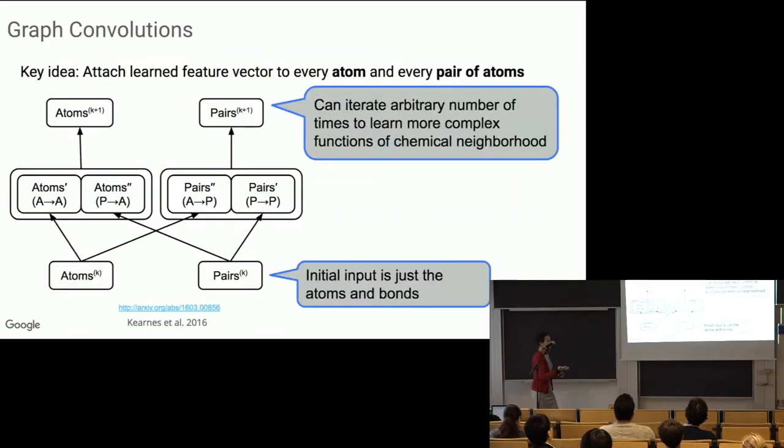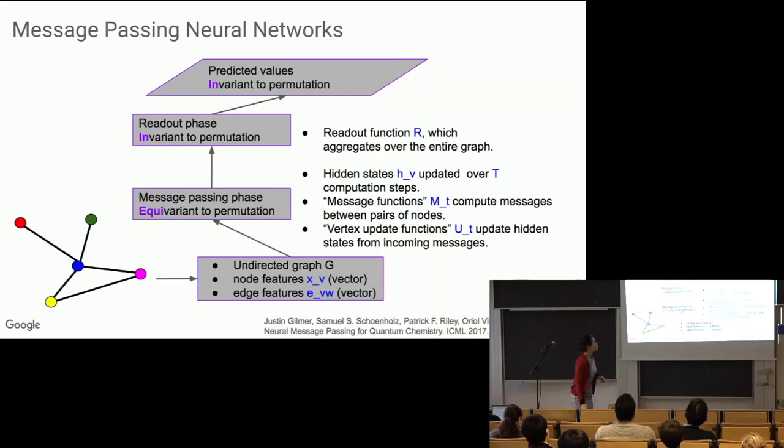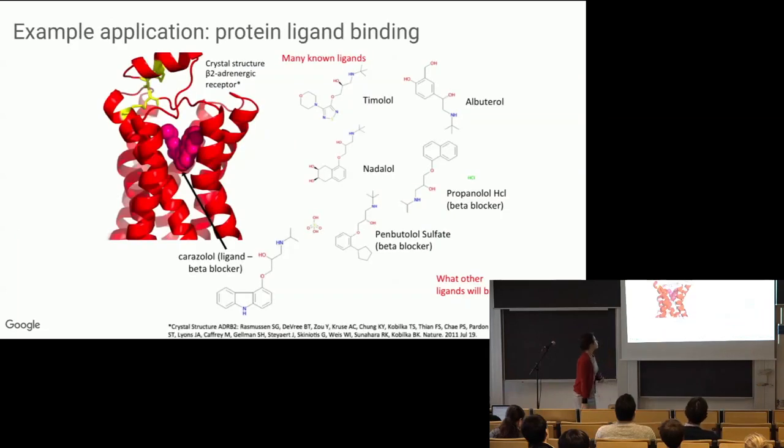The group that I joined at Google developed these graph convolutions, or was one of the first groups to publish them. It was a neural network architecture designed specifically for molecules, and you just put in the atoms and bonds. The idea was that you can iterate this weave module an arbitrary number of times to learn complex functions of chemical neighborhoods. That was subsequently rephrased, in a sense, as a message passing neural network. So there were these exciting advances in the architectures that people used to build networks of molecules.